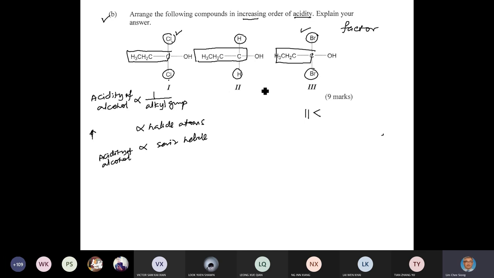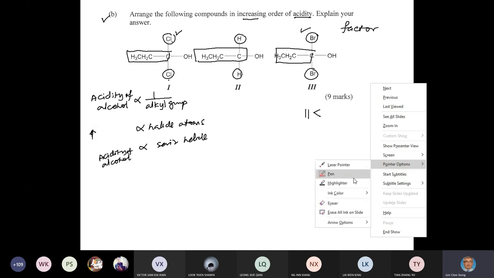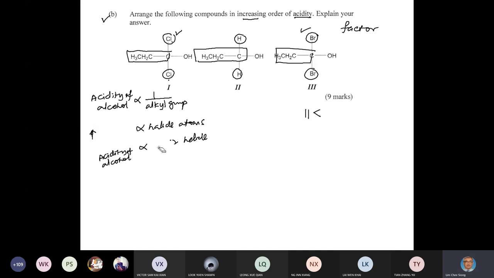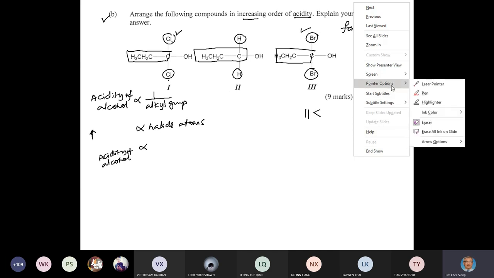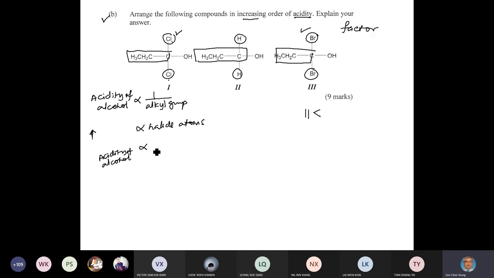Oh, sorry. Once again, I made a small mistake. It's not according to the size, it's according to the electronegativity. Sorry about the mistake.